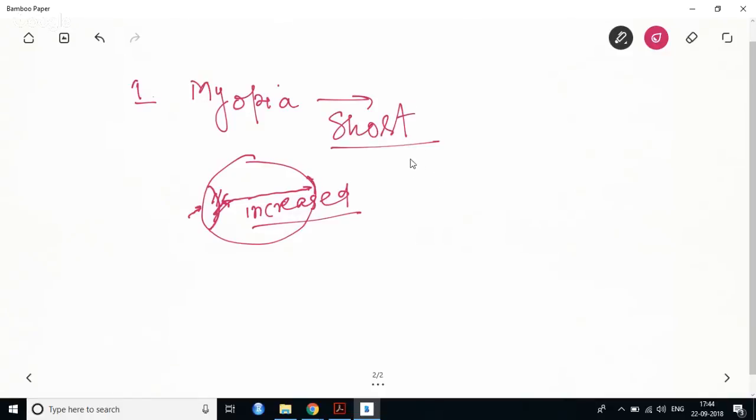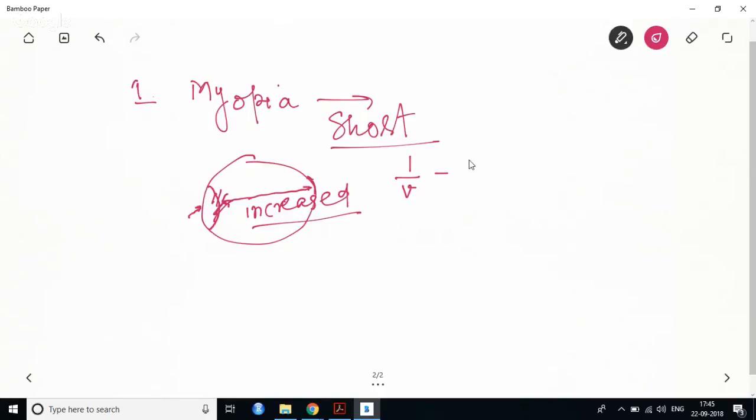So what happens? Try to understand. I am writing the formula. This formula is not there in any book. I am trying to explain myopia with the help of the formula of the lens. Please try to understand how this happens.